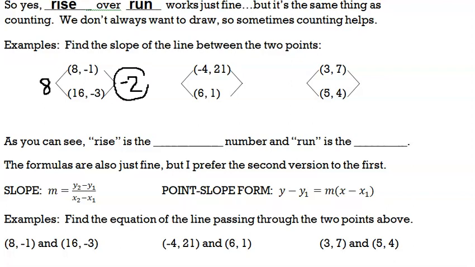Slope is the second number divided by the first number. And the reason is, these are your y's, and when your y value changes, you are rising or falling. These are your x's. So every time your x value changes, you are running. You are going from left to right. So you get -2/8, and that reduces to give you -1/4.